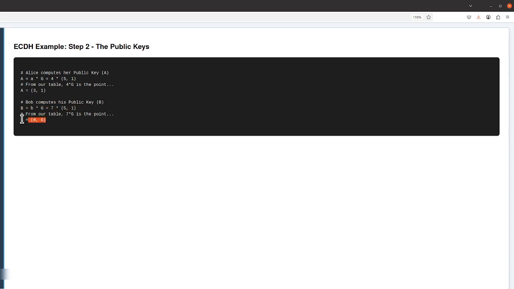He computes his public key, B, by calculating 7 times G. Our lookup table shows that 7 times G equals (0,6). This point is Bob's public key. These public keys, A and B, are not secret and can be exchanged openly.